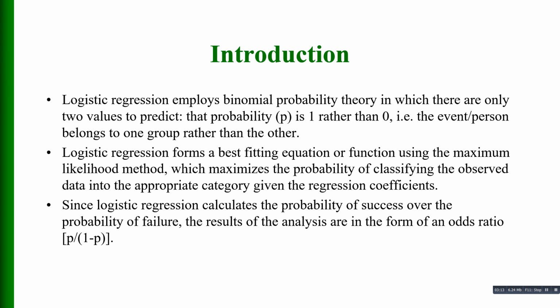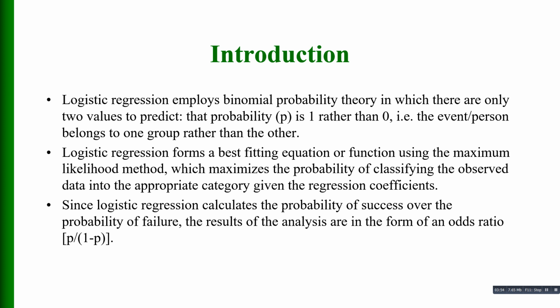Logistic regression implies binomial probability theory in which there are only two values to predict. That probability P is 1 rather than 0, that is, the event or a person belongs to one group rather than the other. Logistic regression forms a best fitting equation or function using the maximum likelihood method, which maximizes the probability of classifying the observed data into the appropriate category given the regression coefficients.